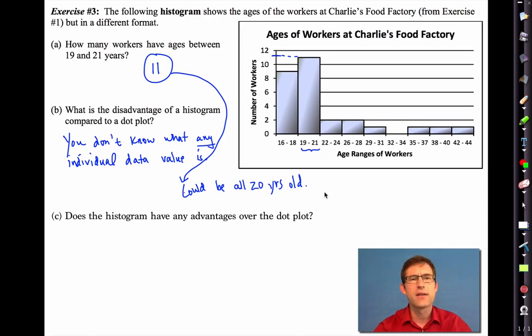Now why is that? And that goes to letter C. Does the histogram have any advantages over the dot plot? Think about that. And you may want to look back, sorry, I don't have it on the screen, but look back at the dot plot from exercise 1, right, versus this. There is an advantage to the histogram.